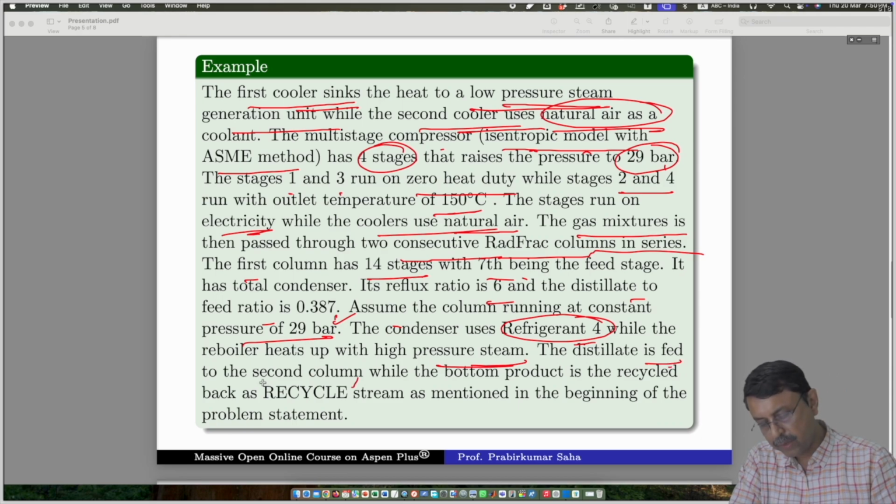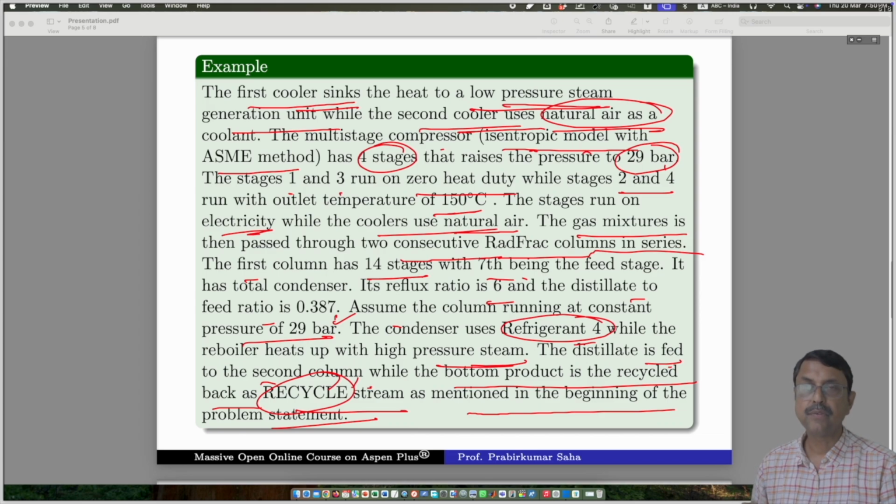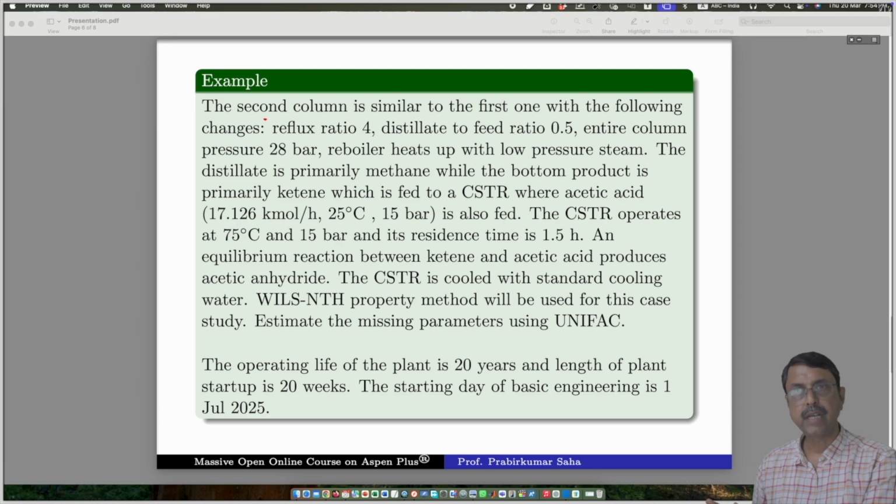The distillate is fed to the second column, while the bottom product is recycled back as a recycle stream as mentioned in the beginning of the problem statement. We remember that acetone was being mixed with another recycle stream. So this is the recycle stream. The recycle stream is coming back from the bottom of the first column, and it is mixed with the acetone before it is fed to the fired heater. Now the distillate from the first column is being fed into the second column.